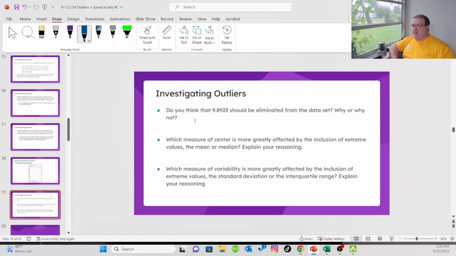So when we're investigating, they ask, do you think that 9.8923 should be eliminated from the data set? Why or why not? So the rule is we want to identify outliers, but we only want to remove them if there was an error, if a wrong number was written down, if a wrong calculation was made, if it was collected in some kind of faulty way. In this case, there's no error. It just happens to be an outlier. The United States spends a lot more per person on health care than the other 33 countries.